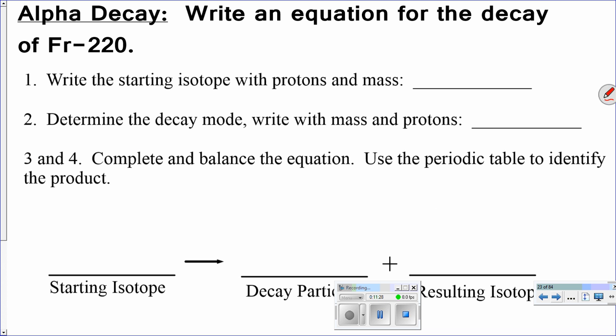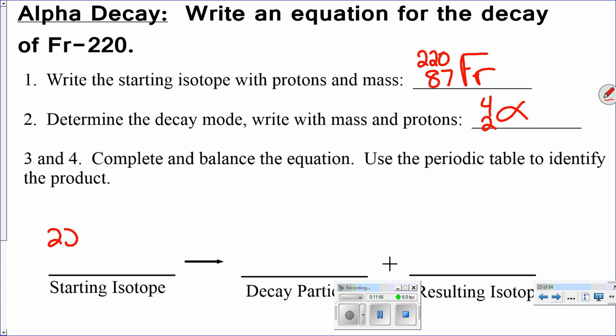So we're going to start with francium-220. So you start by writing down your starting isotope. And this is a great time to look and see how many protons it has. So we go to the periodic table, find Fr, and you're going to see 87. You're going to determine the decay mode, which is an alpha particle. And you're finding your decay mode, remember, on reference table N. So you find francium-220, and it shows you that.